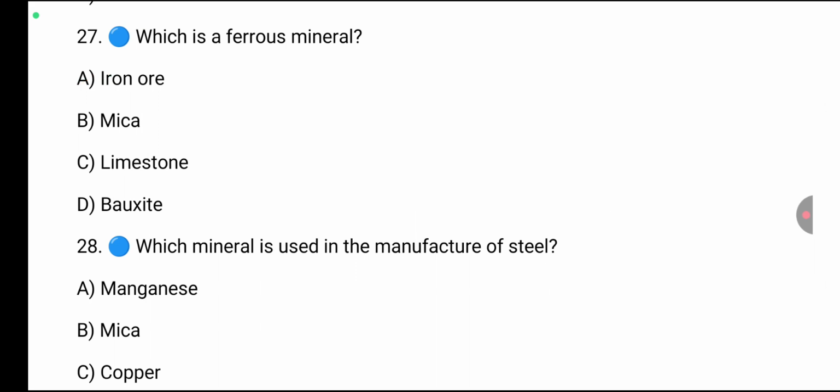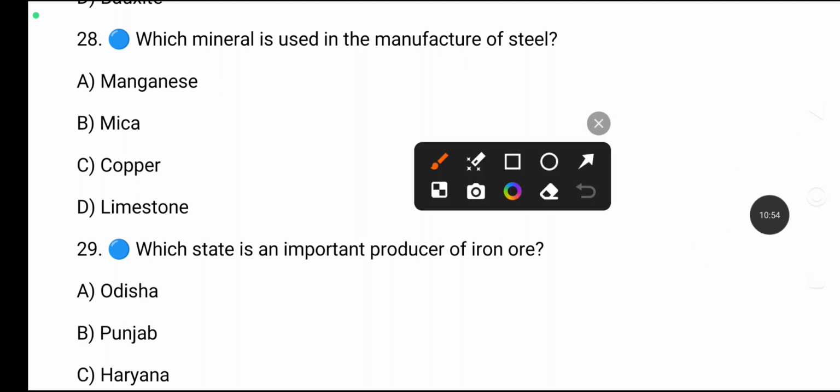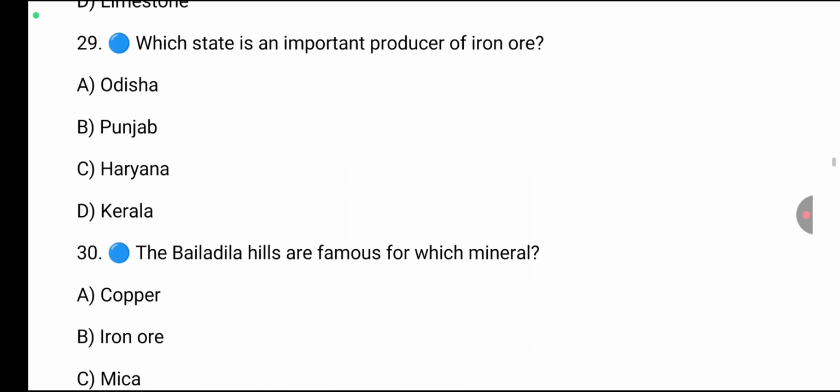Now moving on to question number 29. Which mineral is used in the manufacture of steel? If you see manganese, mica, copper, limestone, then the answer will be A, that is manganese.